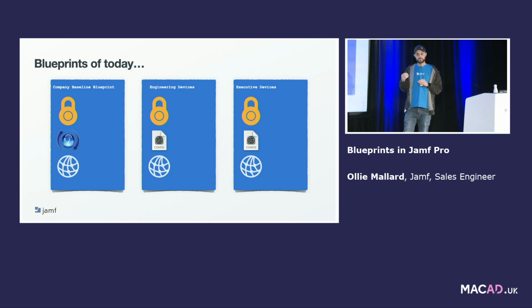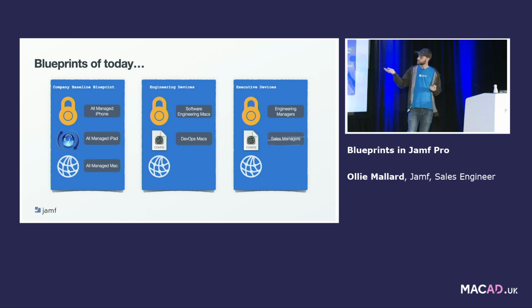So how do we get these blueprints to devices? If we're not adding a device to a blueprint, what's the other way to do it? If we flip it on its head, we can assign blueprints to devices. And what's everyone's favorite feature of Jamf Pro? Smart groups. So we're now going to scope these blueprints to smart groups, and you can see where we're going with this. You can actually start essentially stacking blueprints.